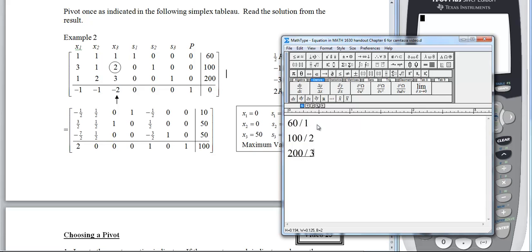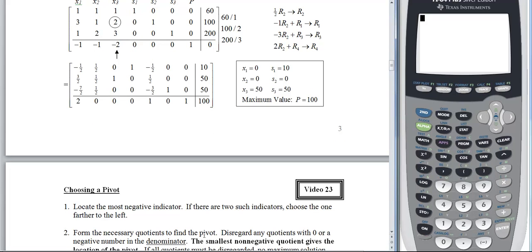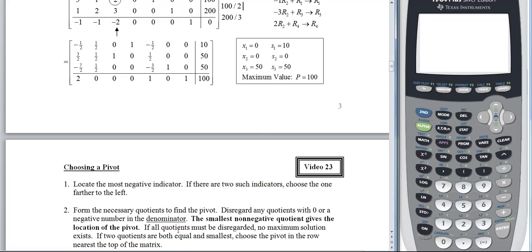This would equal 60. This would equal 50. This would equal, let's see, that would be 60 something. Okay? So let me put that right there. Now, you do your necessary quotients. Disregard any quotients with a 0 or a negative number in the denominator. Disregard means you kick it out. The smallest non-negative quotient gives the location of the pivot.